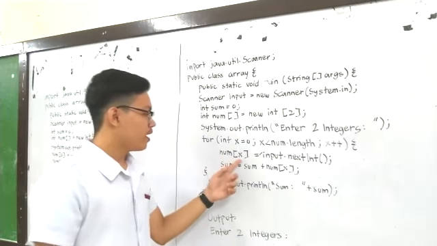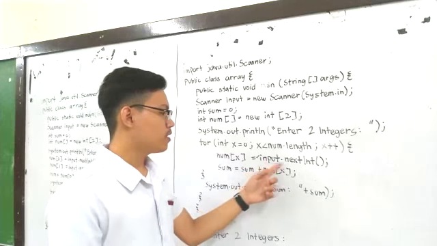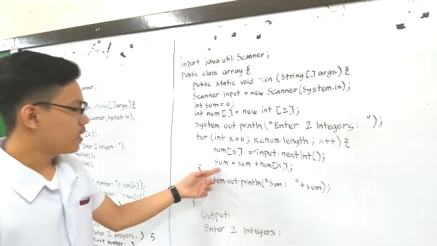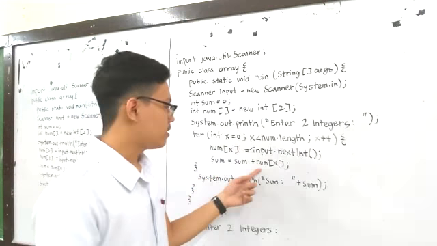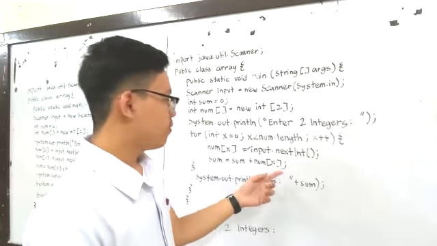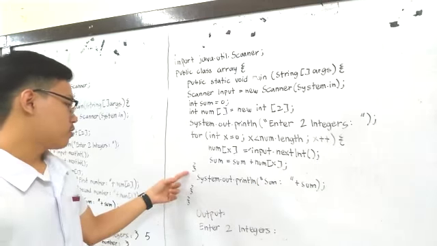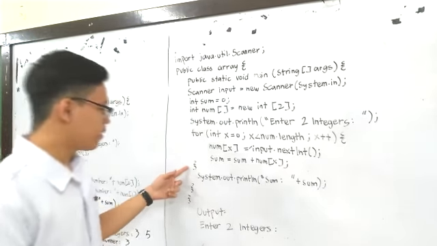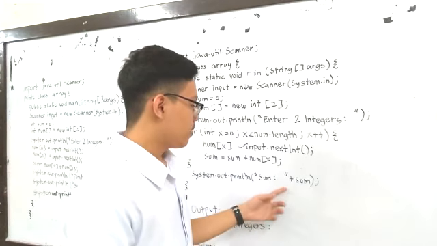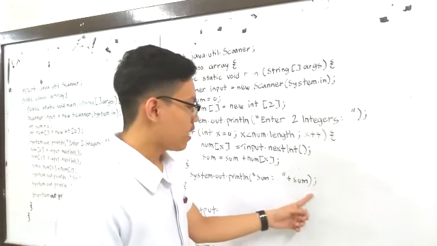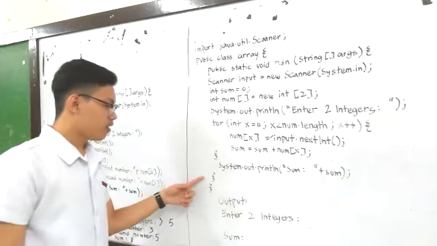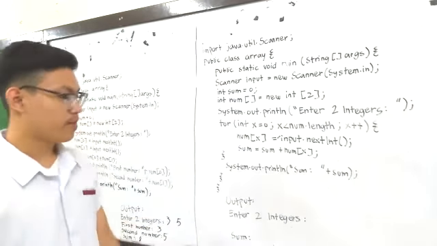Sunod, num index x equals input.nextInt, open and close parenthesis, then semicolon. Then ang formula naman ng sum equals sum plus num index x, kaya nga x kasi x na yung variable natin sa for loop, then semicolon. Yan, sunod, close curly braces, then lastly, System.out.print, sum, tapos close parenthesis, then semicolon. Then, para mag-terminate yung program natin, dalawang close curly braces, then yung output naman.